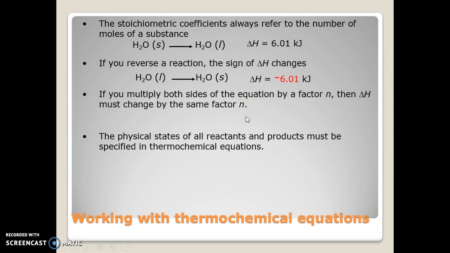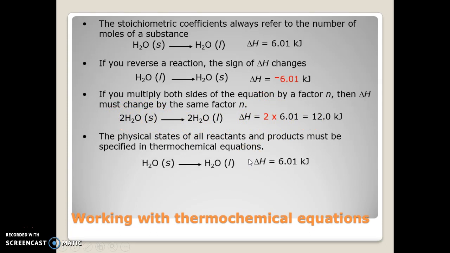If you multiply both sides of the equation by some factor, then you also have to multiply delta H. If I'm taking 2 moles, it's going to take twice as much energy. And the physical state matters. Solid to liquid requires 6.01 kilojoules, but liquid to gas requires 44 kilojoules.